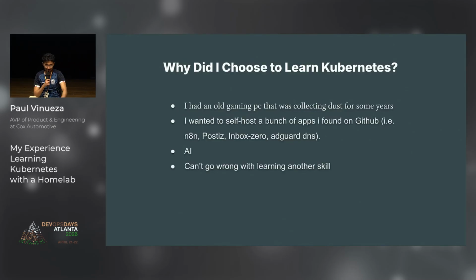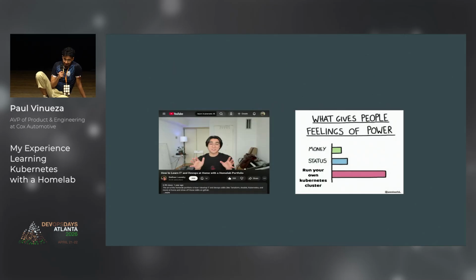All right. So why did I choose Kubernetes? Well, I had an old gaming PC that was just sitting around, so I kind of wanted to make use of it again, and I had a bunch of self-hosted apps I wanted to host, and AI uses Kubernetes, so I thought, why not? So I looked up on YouTube, and I found this guy named Nate Laundrie online. He talked about the benefits of learning Kubernetes through a Homelab. So I was like, okay, cool, let's do that.